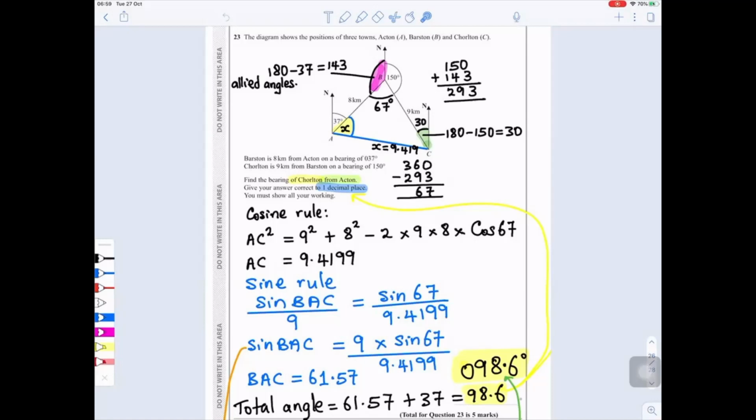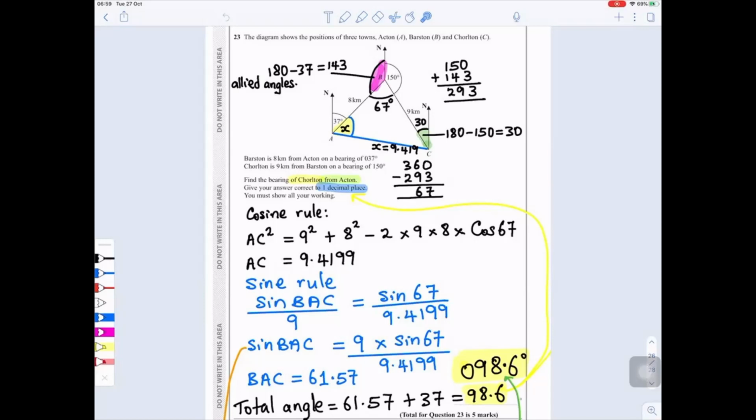Now applying the numbers in the cosine rule, put all of these numbers in your calculator at once and find the square root. It would give you 9.4199.